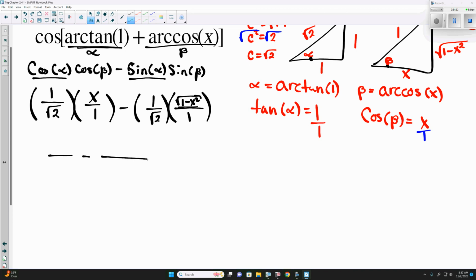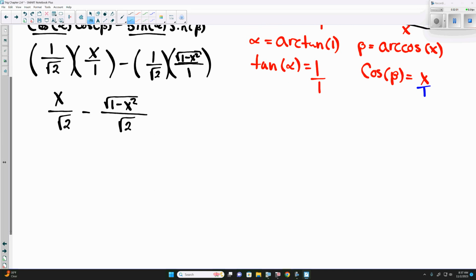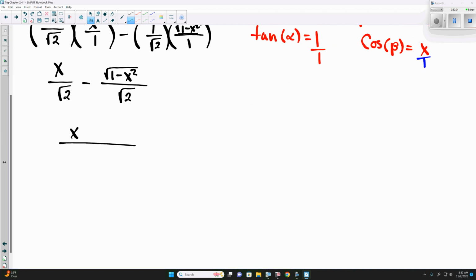Now, our first one, 1 over the square root of 2 times x over 1, is just x over the square root of 2. Minus the second one, well, the square root of 1 minus x squared over the square root of 2, because we'd have 1 times the square root of 1 minus x squared, and the square root of 2 times 1 is square root of 2. Now, since the denominators are the same, we can go on and subtract the numerators. But because they are not like terms, we have to leave it as is here.